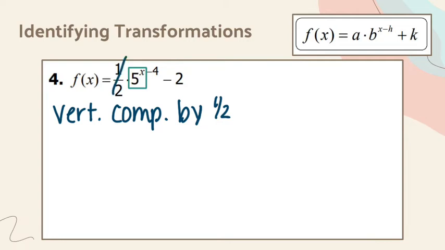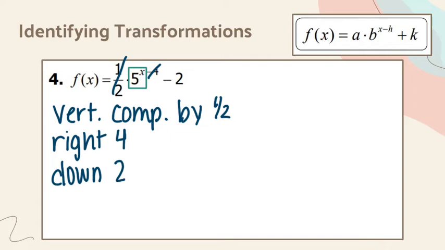And that takes care of A. Now we're looking at H, -4. That's going to shift right 4. Then we're looking at K. It is also going to shift down 2. And that's all we have to do for this one.